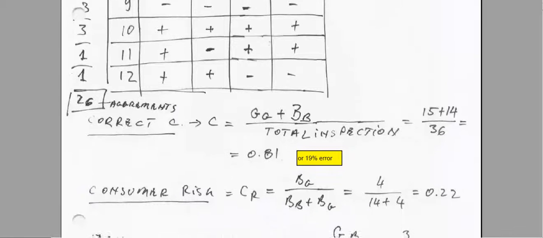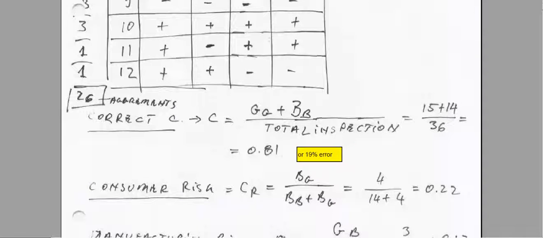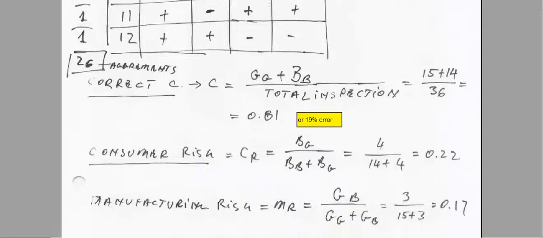So let's see how many total correct answers we have. We have all the goods that are true and we call them good, and the bads that in fact are bad, over the total number of inspections, in this particular case being 36. We have 15 GG, and we also have 14 BB. In this particular case, the ratio would be 81%, or if we turn around, we can also say that we have 19% error.